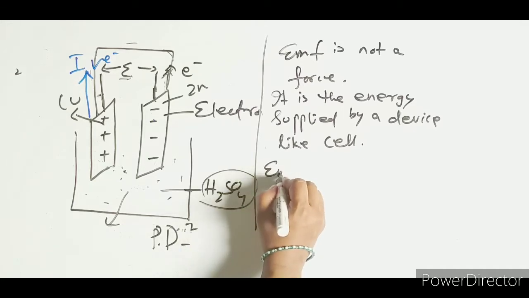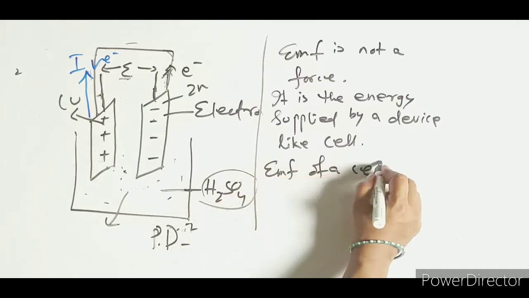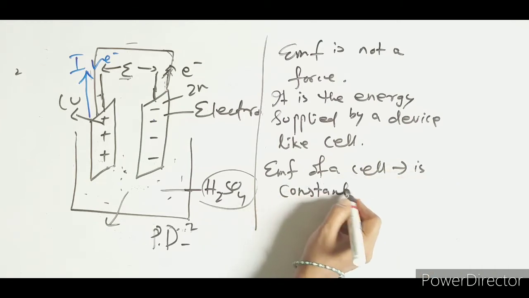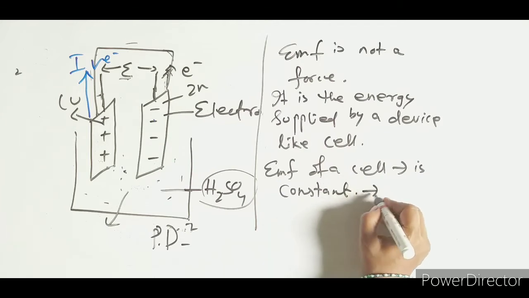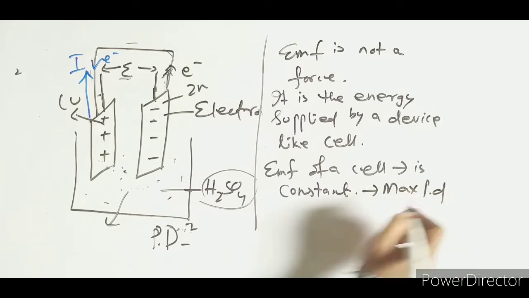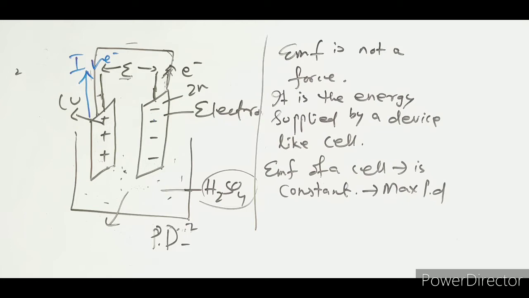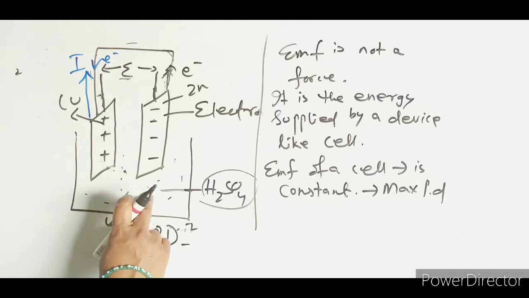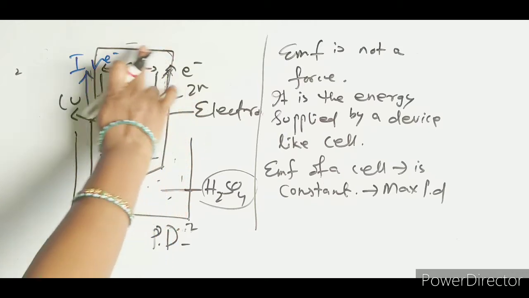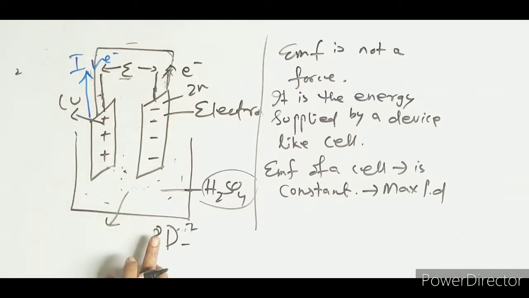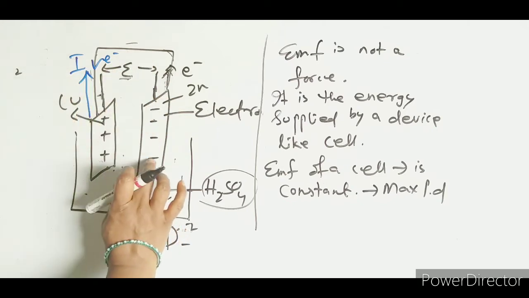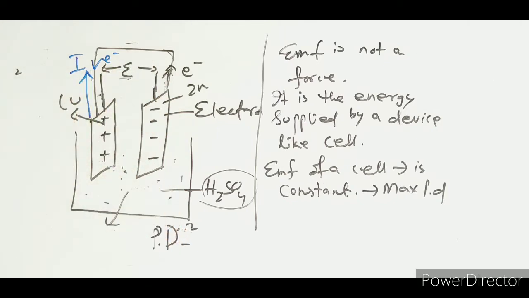And the EMF of a cell is constant. It will not vary, and it is the maximum potential difference. Clear? So here the cell maintains the constant potential difference, which forces the electron to move in a circuit, or the charge moving in the circuit provides the electrical energy to the components.